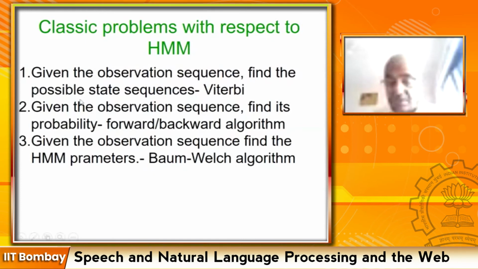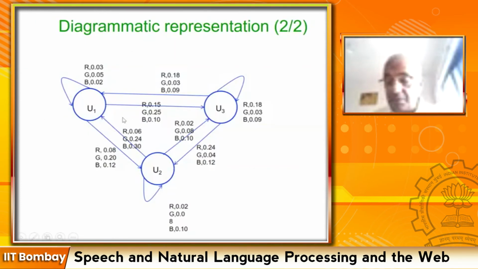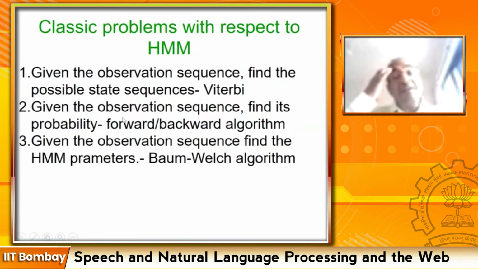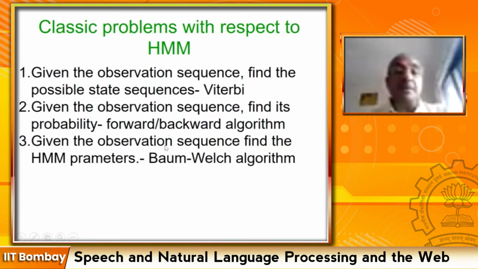Now, given this hidden Markov model, which is nothing but a finite state automaton with probability values, we can solve a number of problems, but three problems are classic. They are absolutely fundamental to hidden Markov models. Probably the most useful task performed by a hidden Markov model is this: given the observation sequence, find the possible state sequence.